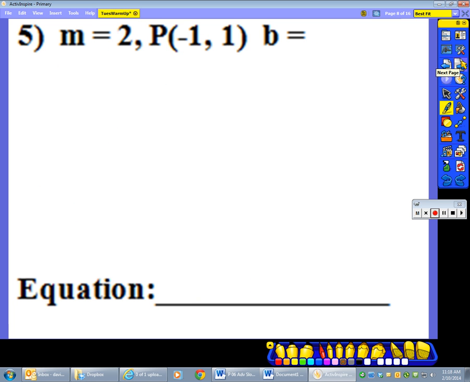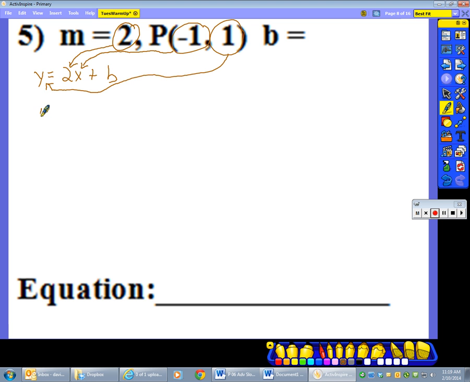Alright, number 5. We've got y equals 2x plus b, which we don't know. And what I did is I went ahead and subbed in my slope, 2, in for m. And so now all I'm going to do is sub in negative 1 for x, and I'm going to sub in positive 1 for y. And so my equation is going to look like this. 1 equals 2 times negative 1 plus b.